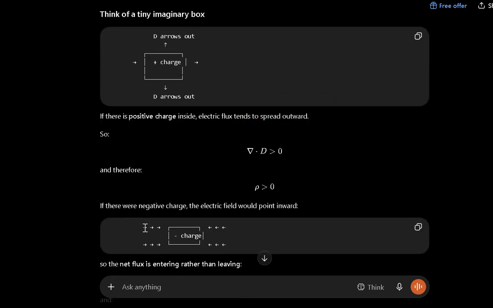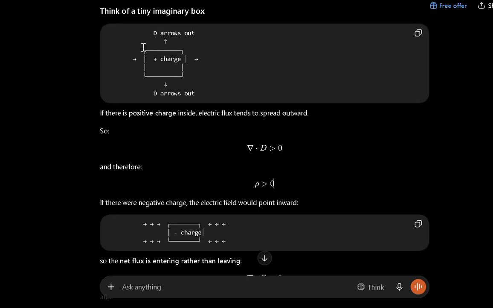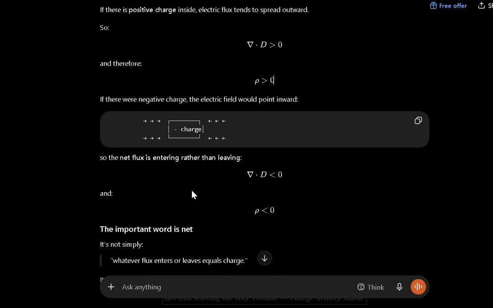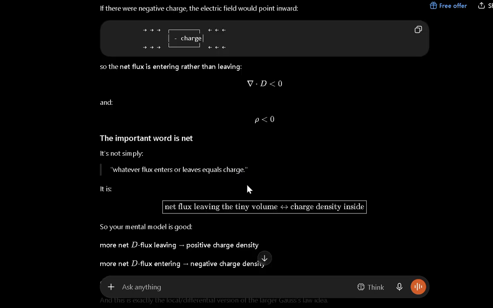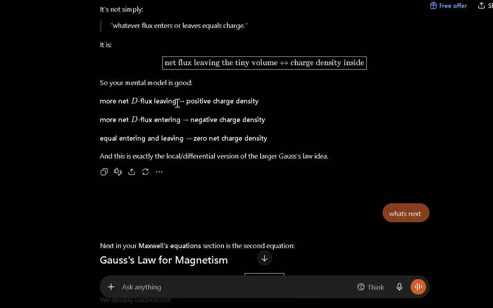If there were negative charges, the electric fields would point inward. Positive charges give outward electric fields; negative charges give inward electric fields. So the flux is entering rather than leaving, and then it is less than 0. The important word is net. Net flux leaving the volume means positive charge. Net flux entering means negative charge. Equal entering and leaving means zero net charge density.